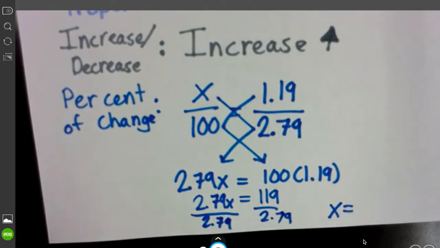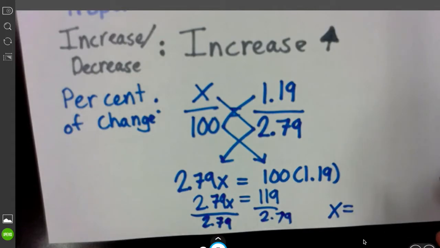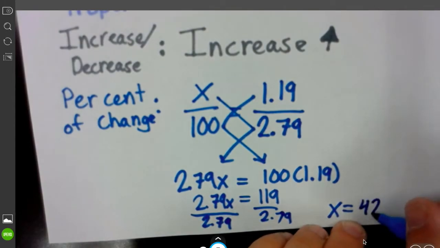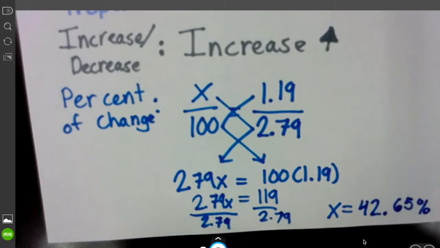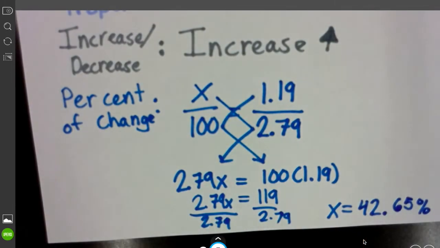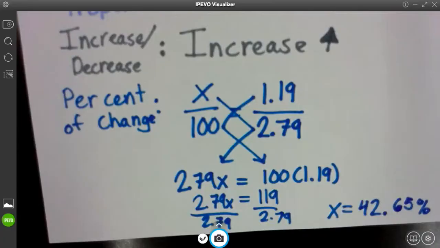So 119 divided by 279. This was a 42.65% change. Okay, so a 42.65% change. So that gallon of milk went up 42.65%. That's a large increase for a gallon of milk.